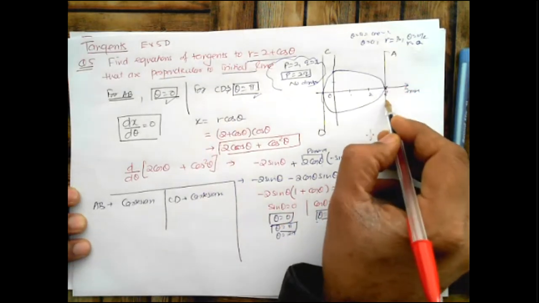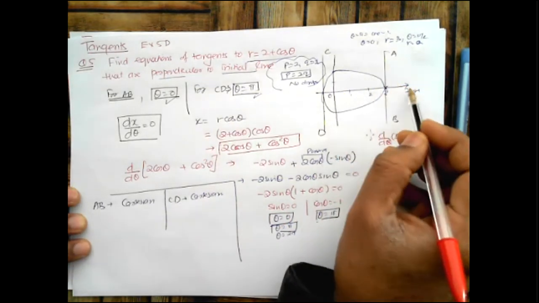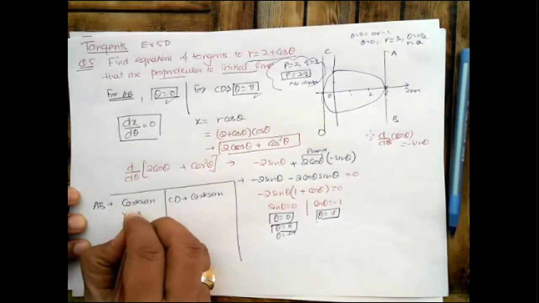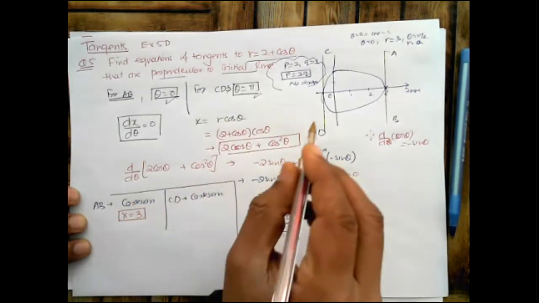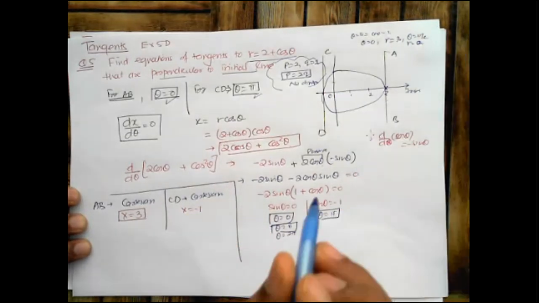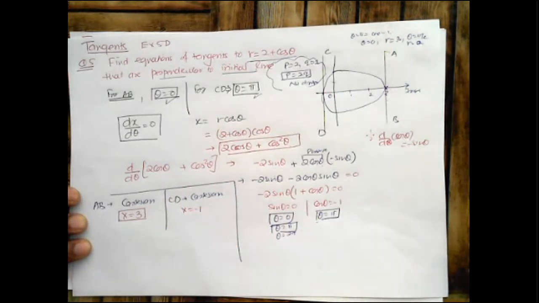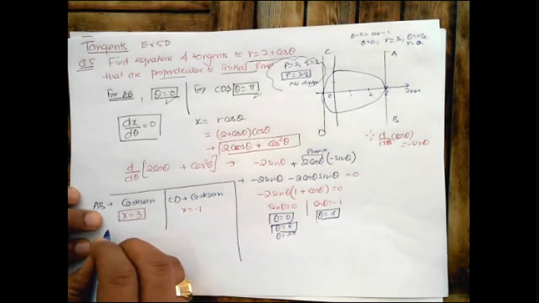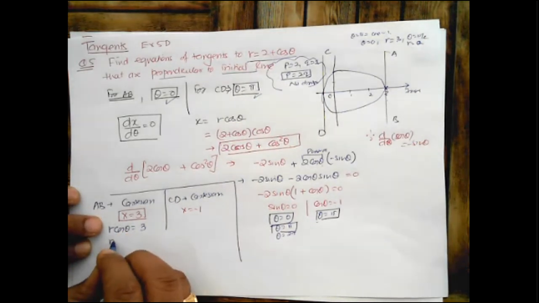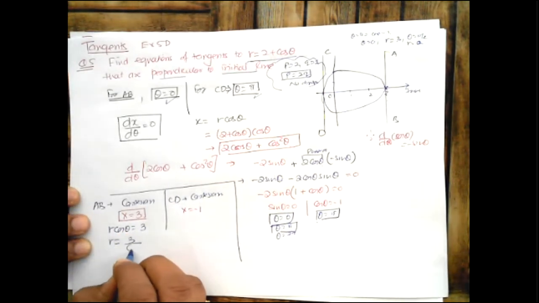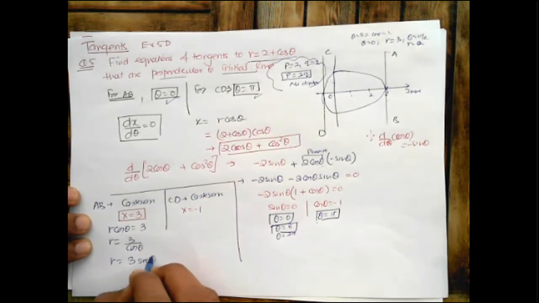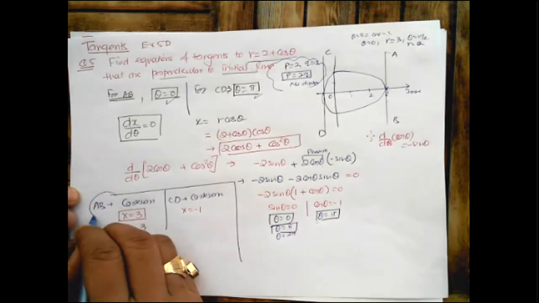For AB, guys, Cartesian is, because if we take this as x, x is passing through 3, x equals 3, and here x will be equal to minus 1. Let's see how we change this into polar equations now. So x in the polar is r cos theta is equal to 3. So r equals 3 over cos theta. So r equals 3 sec theta. That's the polar equation of AB.